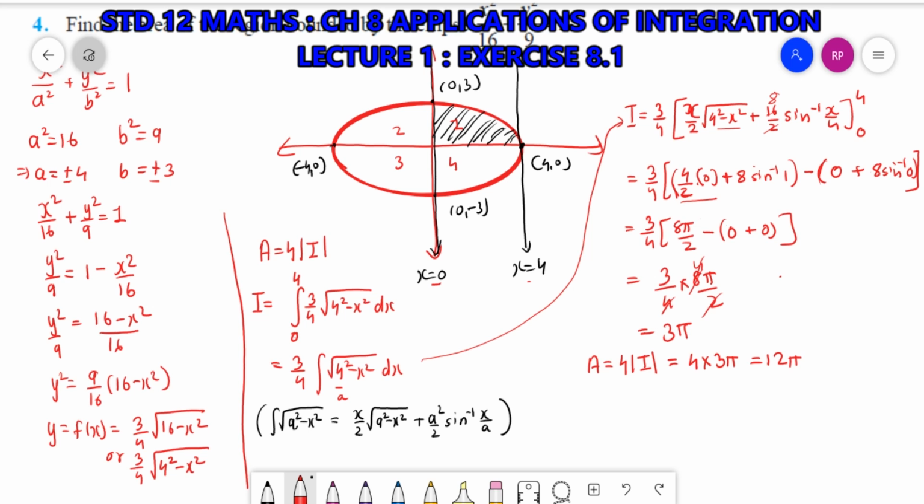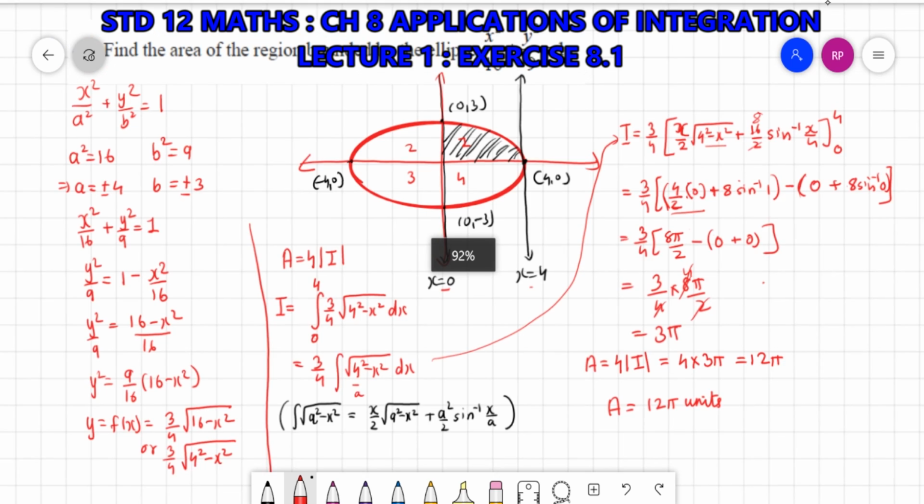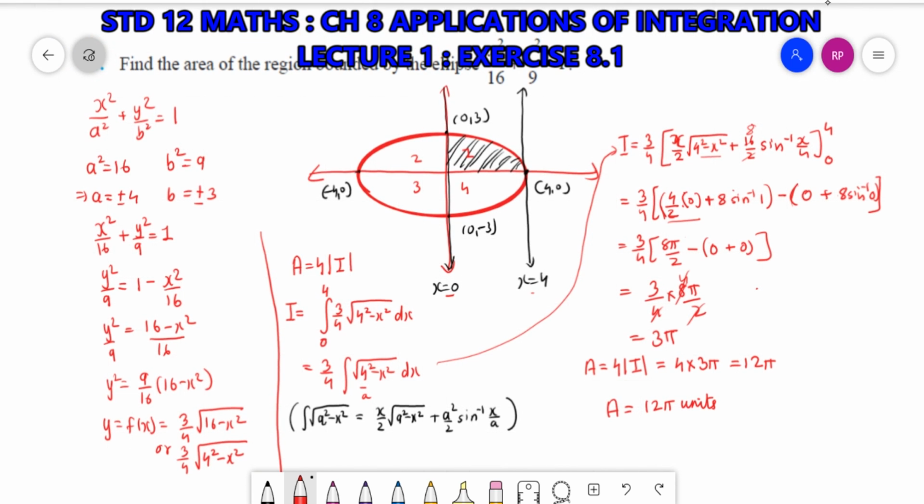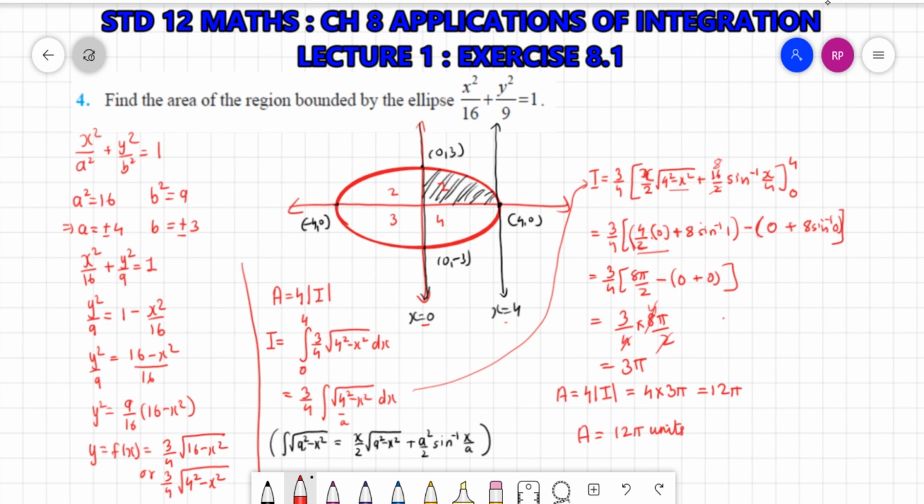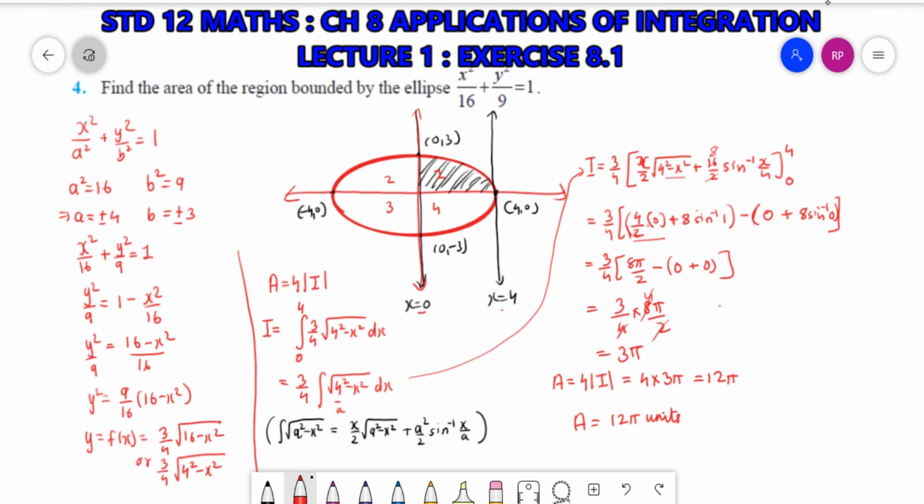So the area of the region bounded by the ellipse, that is x square by 16 plus y square by 9 equal to 1, is 12 pi units. Okay, so this was about question number 4. Remember, whenever you get such type of curve and if there is symmetry, you can find out the area of only one region and then multiply it by the total number of regions. So this was about question number 4. Just note it down.